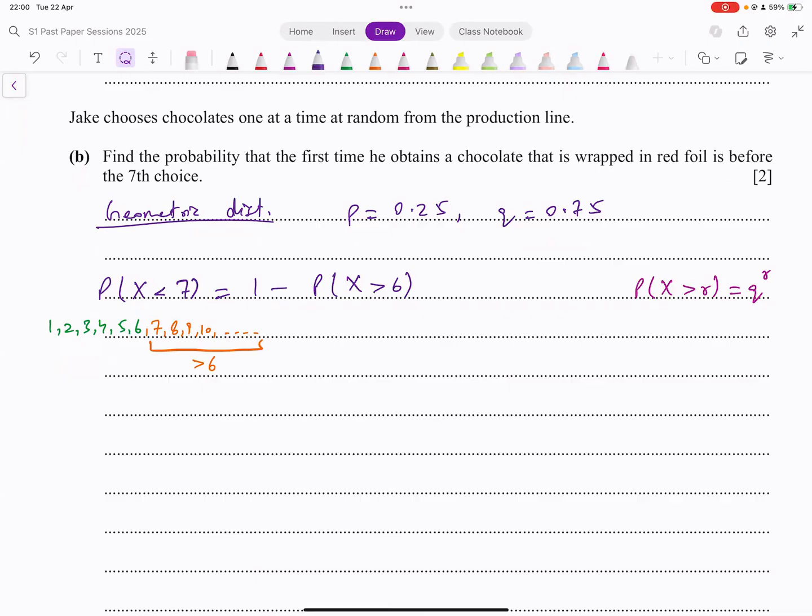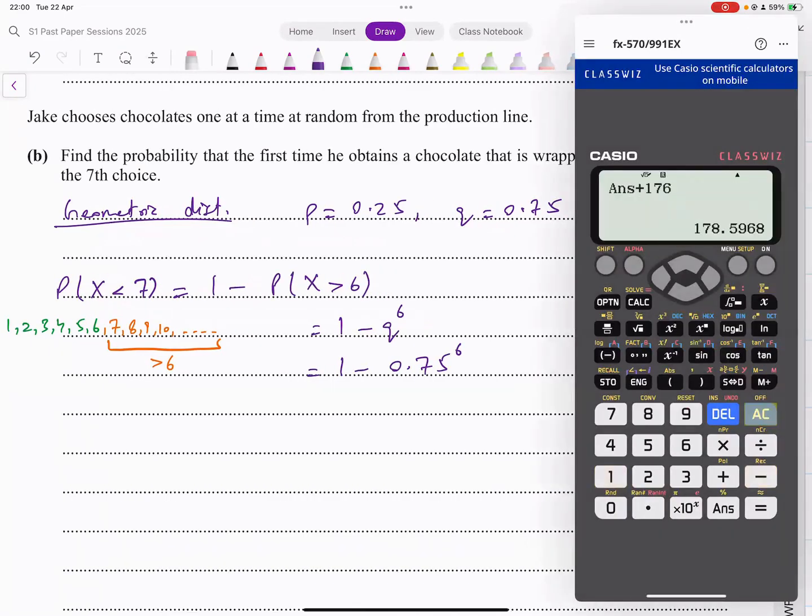What does that evaluate to now? 1 minus q raised to power r, that's q raised to power 6. So that's 1 minus 0.75 raised to power 6. Put this on your calculator, you'll see what you get. 1 minus 0.75 raised to power 6, and that's 0.8220 to 3 significant figures. That means 0.822, and that's your final result.